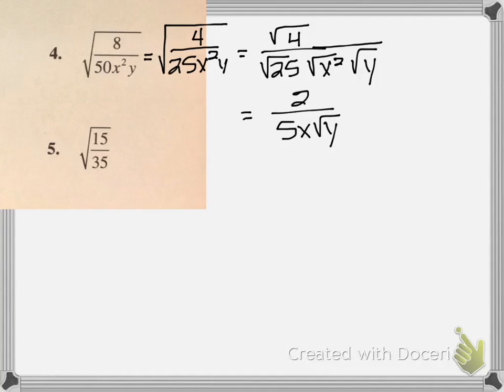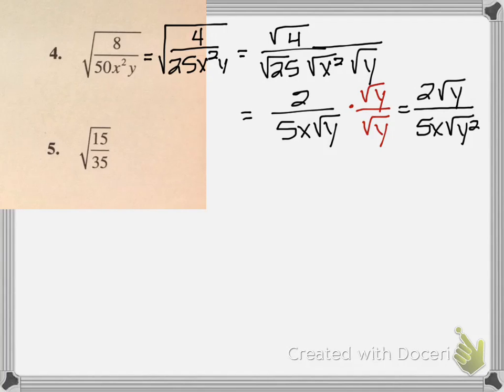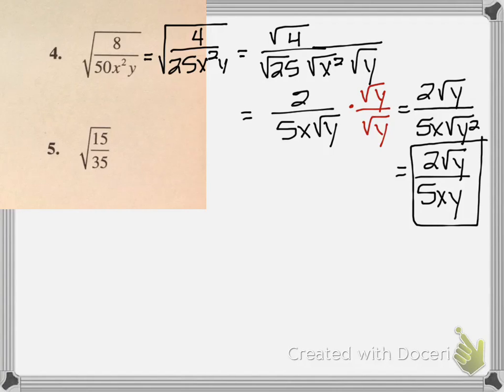Now I'm going to rationalize my denominator, which just means get rid of the square root or the radical in the denominator. Since it's square root y, I'm going to multiply the top and the bottom by square root of y. That's going to give me 2 square root y over 5x square root y squared. Now I can take the square root of that y term. So final answer, I have 2 square root y as my numerator, and I have 5x, and the square root of y squared is y. And that is my final answer, 2 square root y over 5xy.